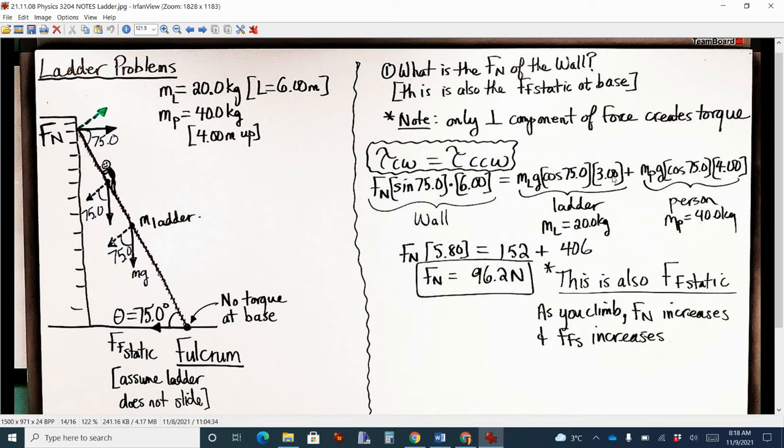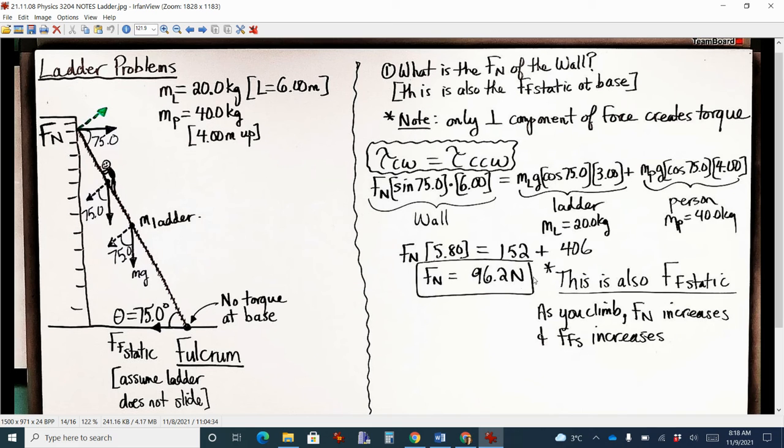And so we allow all this stuff to be equal. We know everything here except the normal force. I could give you a problem where the ladder mass is missing, or the person's distance away is missing, or whatever, but you would only have one unknown. But this is the way that the equation would be set up, and then you could just plug in all the values that you know and solve for the unknown.